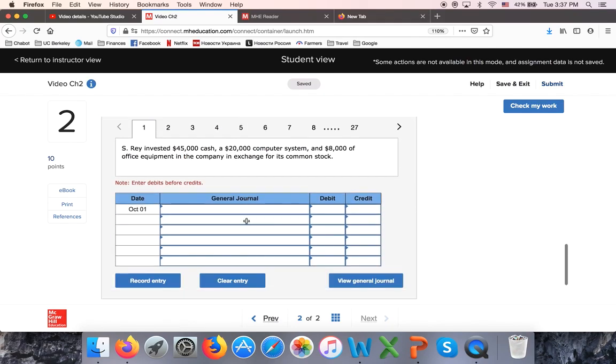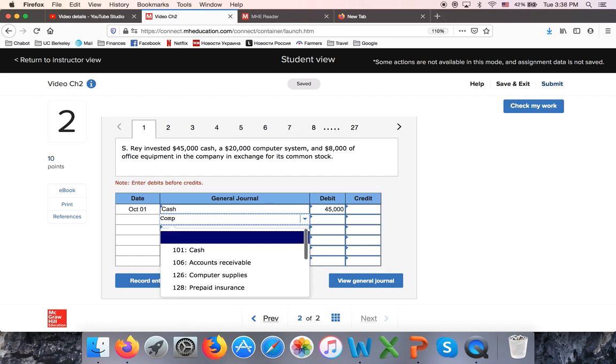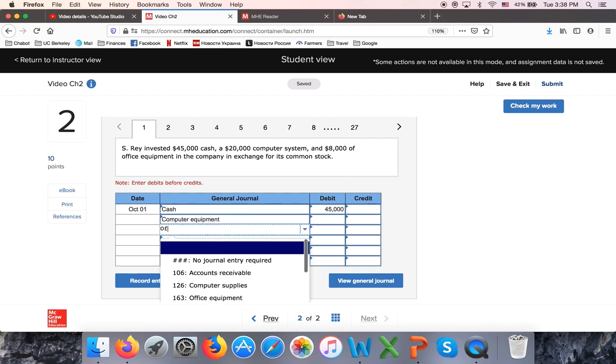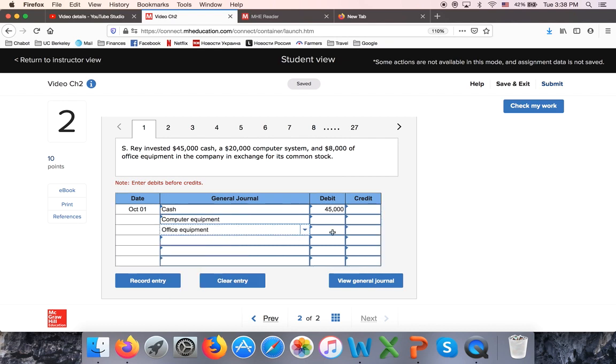So this is my journal. Again, you just take it from the T accounts. Cash debit $45,000. By the way, here you see they give you the date. If you do it on a piece of paper, you put the date first. Then you put all your debited accounts. Computer equipment, not computer supplies, that would be a mistake. Office equipment. So computer equipment is 20,000. Office equipment is 8,000.